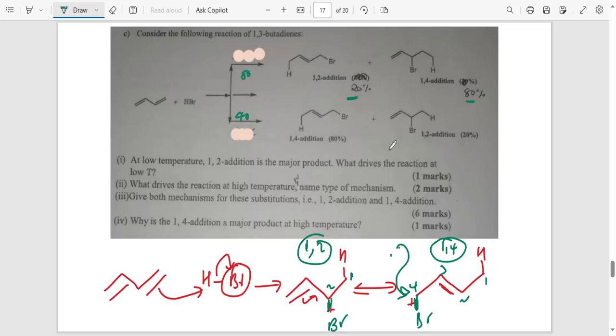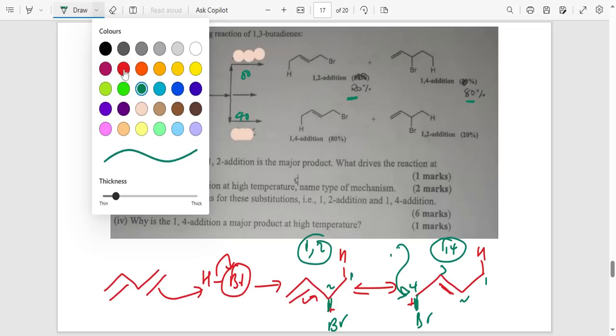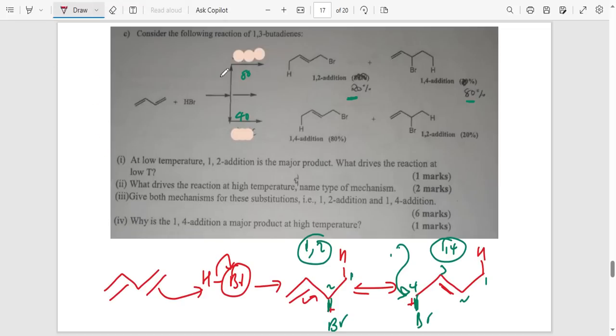So look at this. At 80 degrees, the major product that you are forming is, where is it? If I've not swapped these two values, at low temperature, that's where we are forming the major product being 1,2. And for this one they gave 80% as 1,4. So at 80 degrees the major product is 1,4. And then this is the product that we have written, 1,4. It's the same as this structure here.